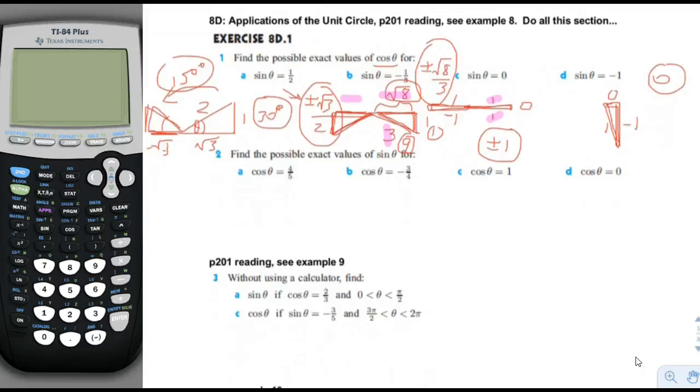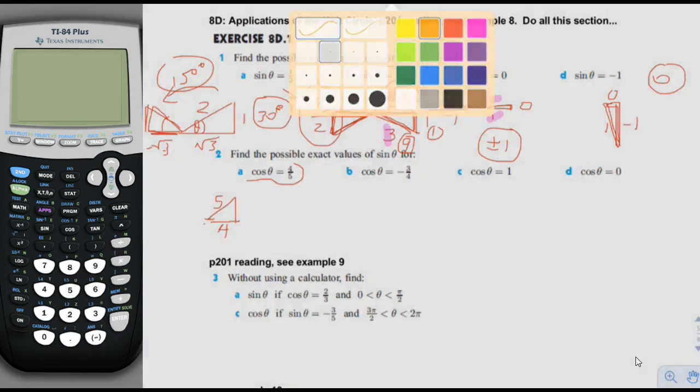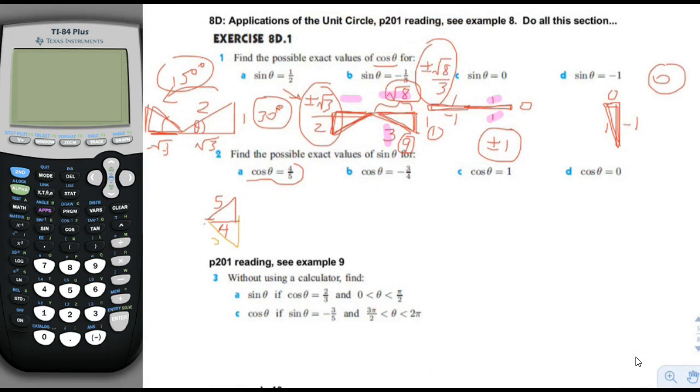Okay. Number 2, find the possible exact values of sine theta for when cosine of theta equals 4/5. So when cosine of theta equals 4/5, that would be a triangle that looks like that. The ratio is 4 to 5. And then, let's see, is there any other triangle that, oh yeah, there's another triangle which goes down, which would look like that, right?